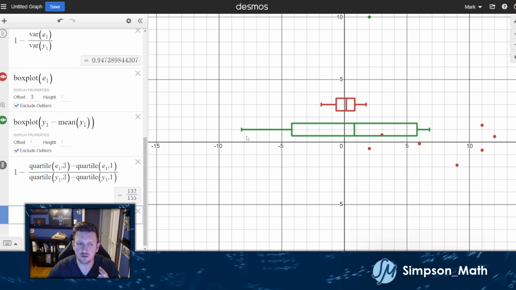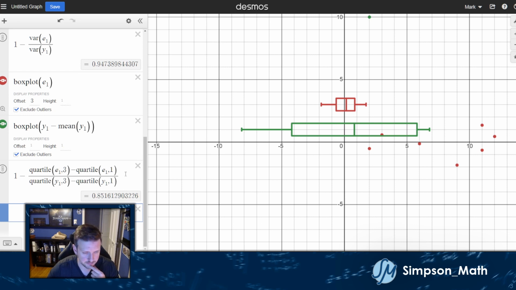I got confused for a second. So I want you to notice that I'm doing basically what I'm doing up above, where it's 1 minus the variance of E divided by variance of Y1. But now I'm doing 1 minus the IQR of E divided by the IQR of Y1. Q3 minus Q1 of the E's over Q3 minus Q1 of the Y's.